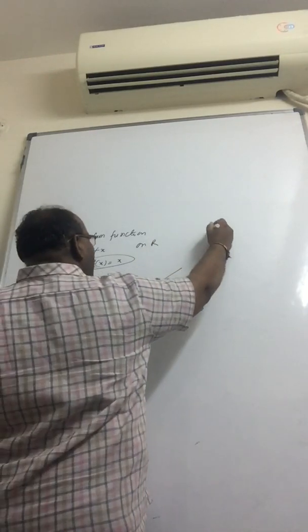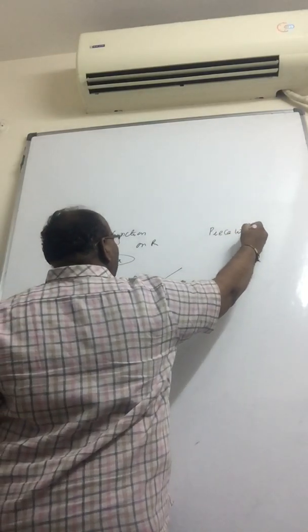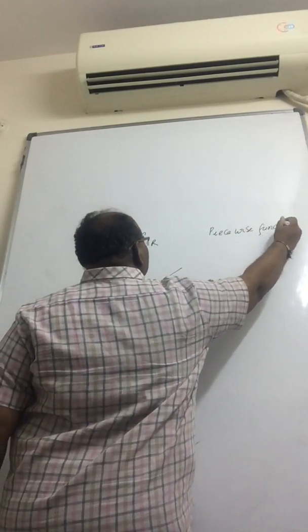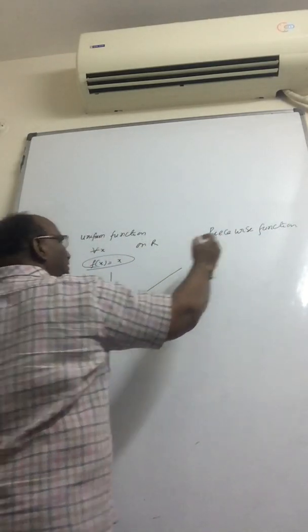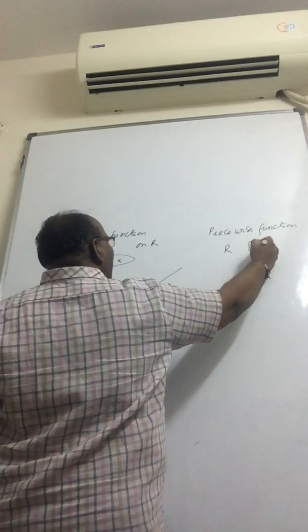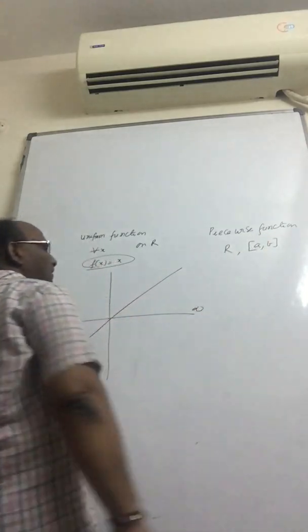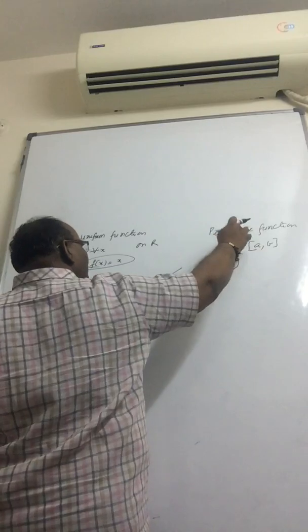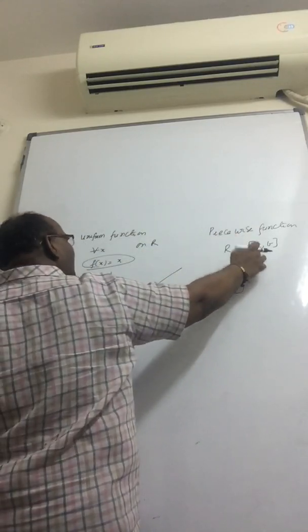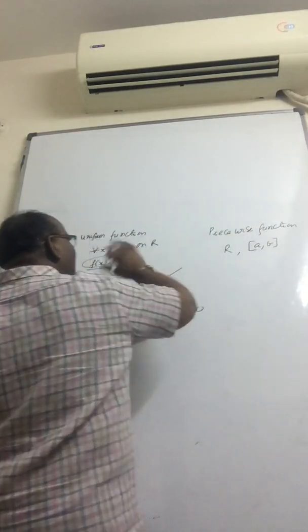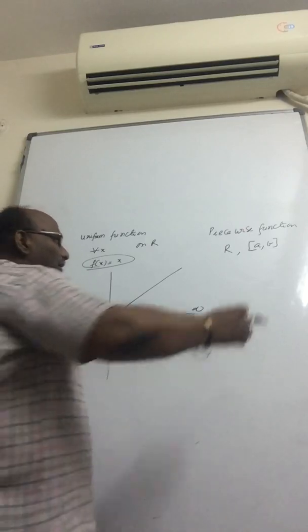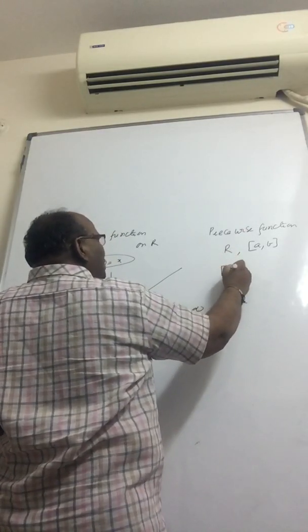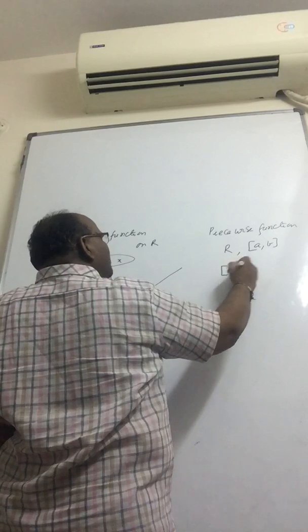Now, the piecewise function. A piecewise function means you can define it on R, on a closed interval AB, it doesn't matter. If you want to define a uniform function on a closed interval AB, for all values of AB, the same function must be there. But piecewise means for some values of x, a different function. Suppose you want to define a piecewise function on the interval, let us say 0 to 4.